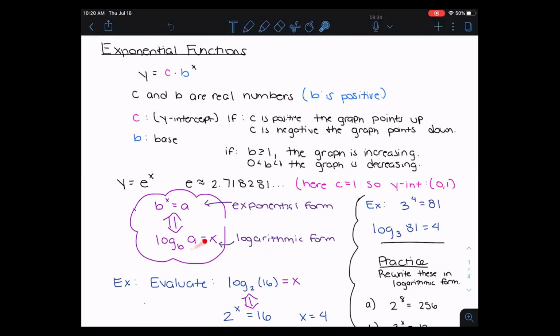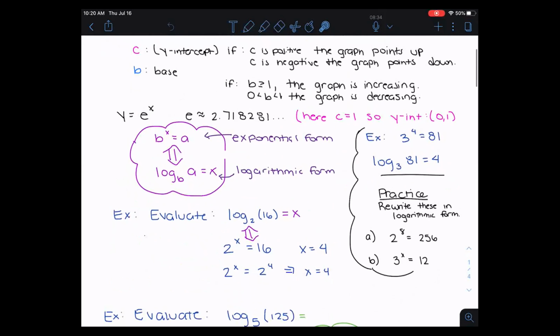And logarithmic form is actually just thinking about, okay, b to some power gives me a. That's what you can basically think of. So this is like saying log base b of a equals x. For example, if you wanted to switch over 3 to the 4th power equals 81, you can say log base 3 of 81. Let's ignore the 4 right now. This basically means, 3 to what power gives me 81? That's a way of thinking about it. And that is equal to 4.